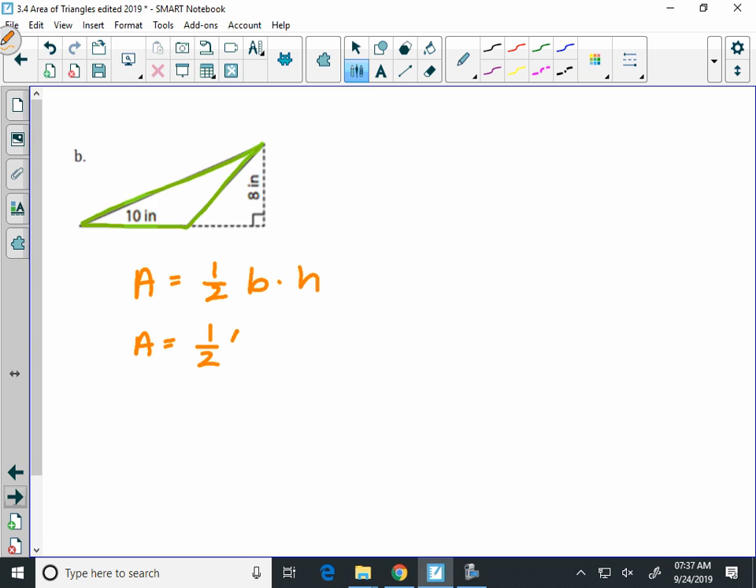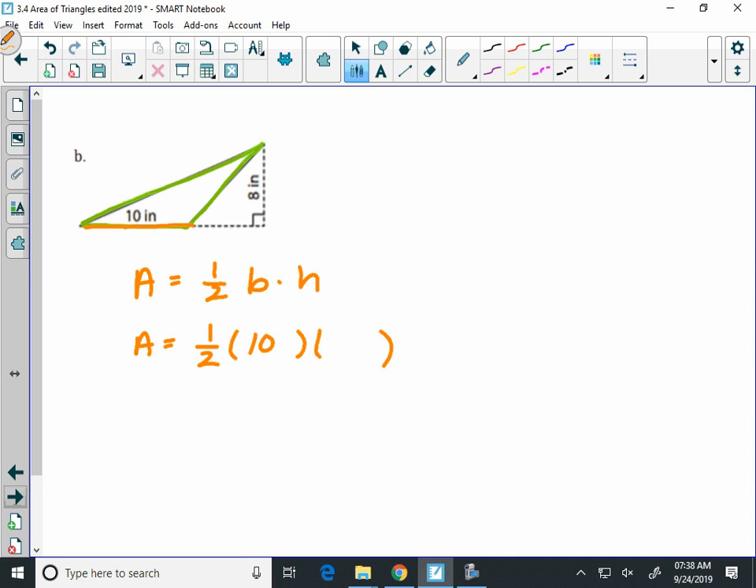When looking at our triangle, what's our base? What's that bottom flat side of our triangle? What is our base? Yeah, just a flat side. Here's our base, the bottom part of our triangle. It's 10. What's our height?